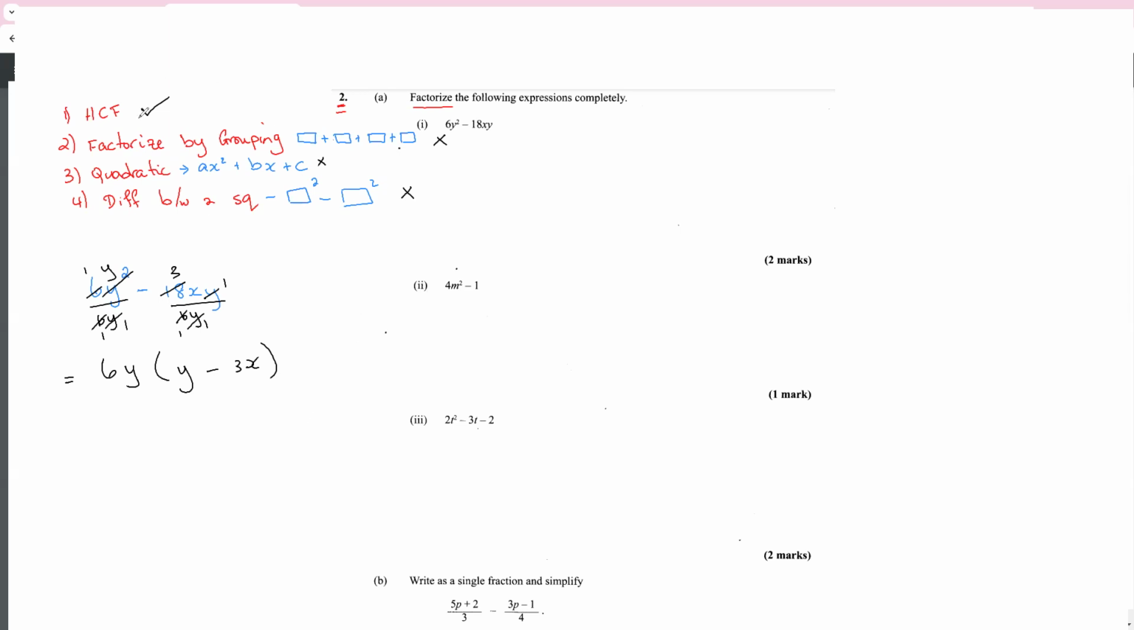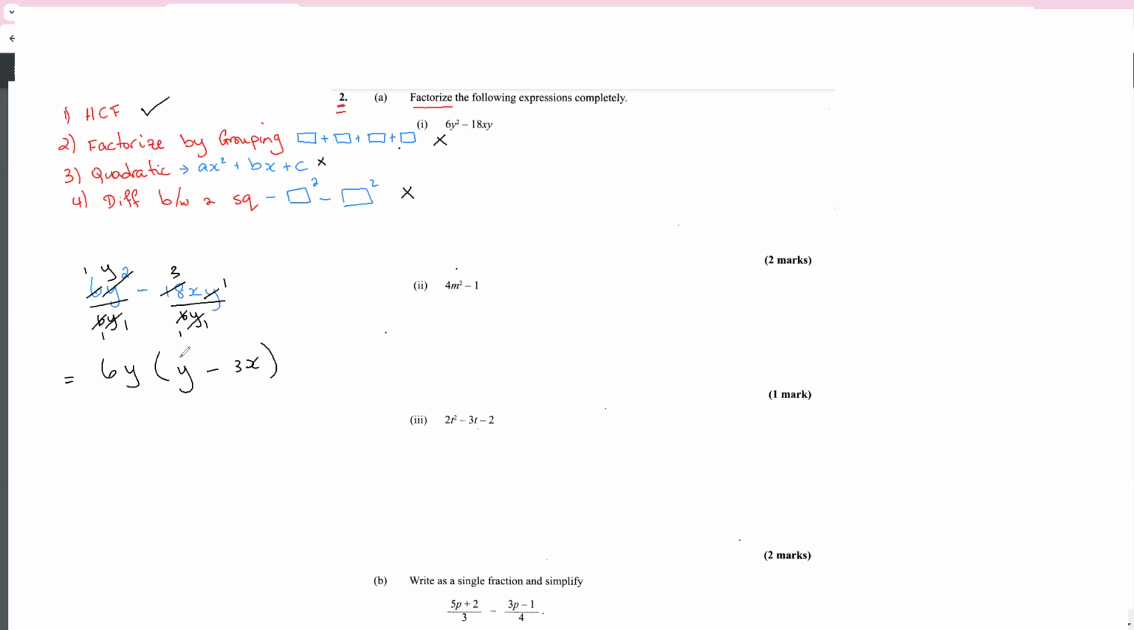You don't have to show this part. This part up here is just for your general knowledge as to how to interpret the question. So you don't have to tell them that you're factorizing by grouping or difference between two squares, you just do it.